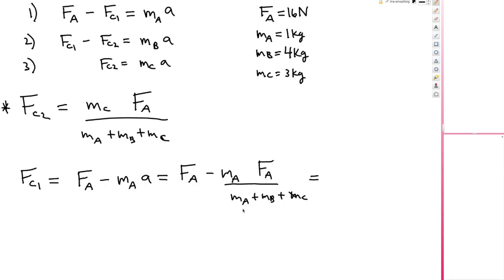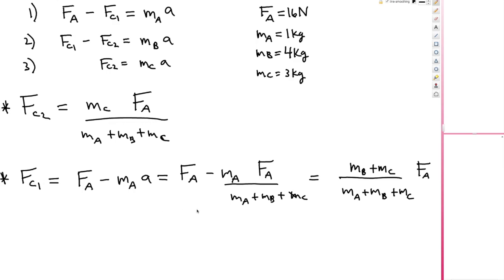Okay. Now, if you put everything on a common denominator, you should find that the expression at the end of the day, let's put everything on the total mass, just like the expression for the contact force 2. We'll have everything multiplied times FA. And at the top here, I'm going to have MB plus MC. So here's our expression for the contact force between blocks A and B.